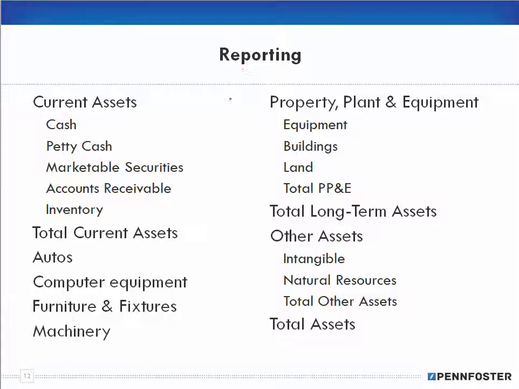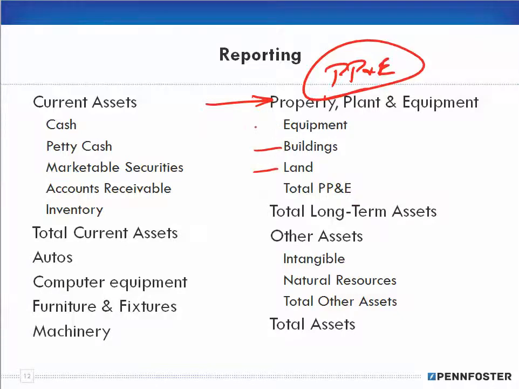And then we have what's called property, plant, and equipment, and that's the correct description, PP&E. You'll see that it represents property, plant, and equipment, property being land, plant being the buildings, and equipment being any equipment in the building.